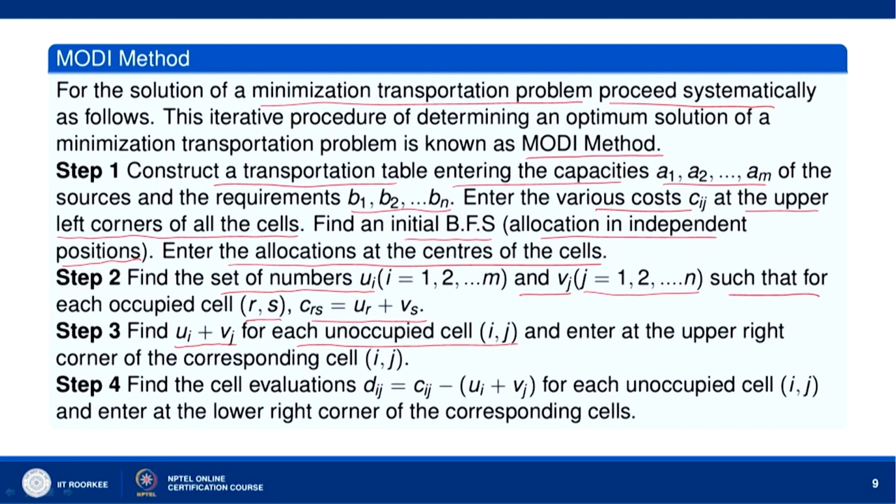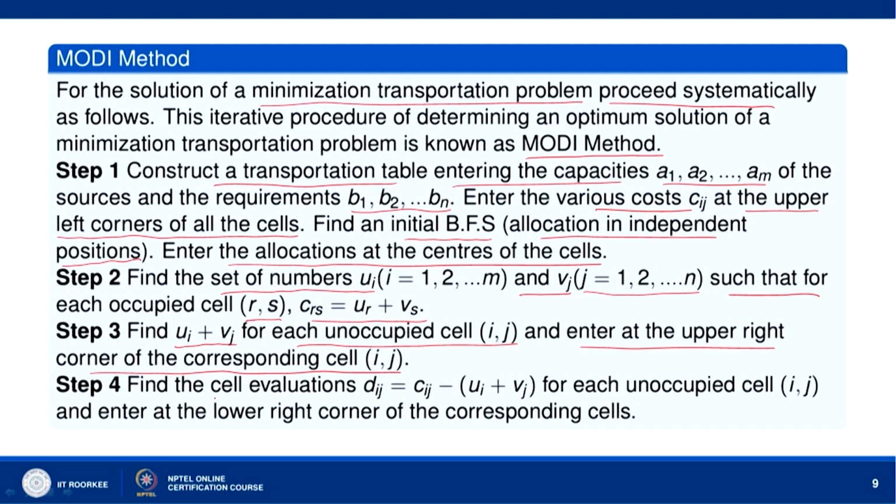So, for each such cell we have to find Ui plus Bj and enter it at the upper right corner of the corresponding cell Ij. Okay. So, Ui and Bj we shall find, and Ui plus Bj we shall enter at the upper right corner.